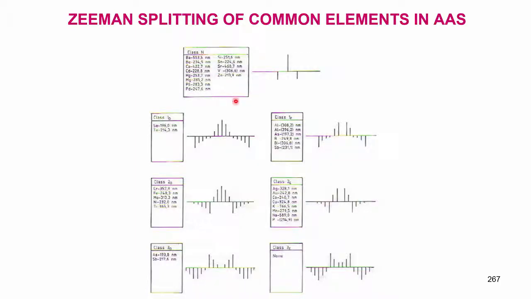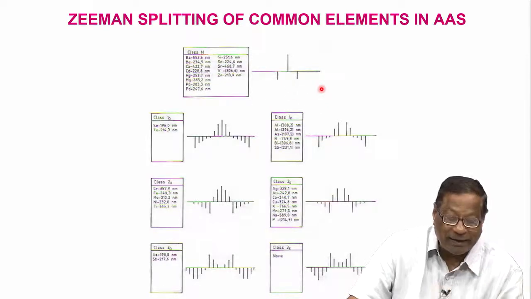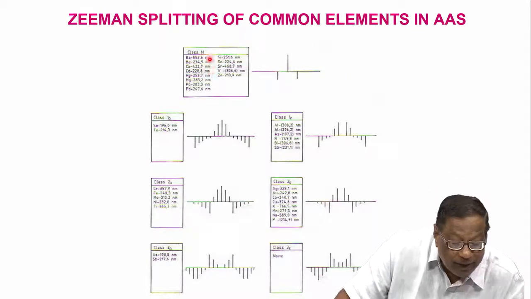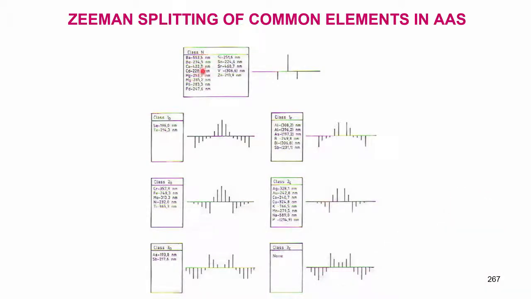Zeeman splitting of common elements I am showing you now, because there are several classes of elements where the Zeeman splitting is shown schematically. So, for example, on the top of this slide, you will see class N, that is barium, beryllium, calcium, etc. I have written the atomic absorption wavelengths for these elements here. And then here it contains silicon, tin, strontium, vanadium, etc.